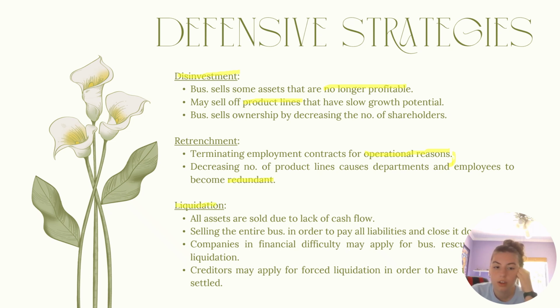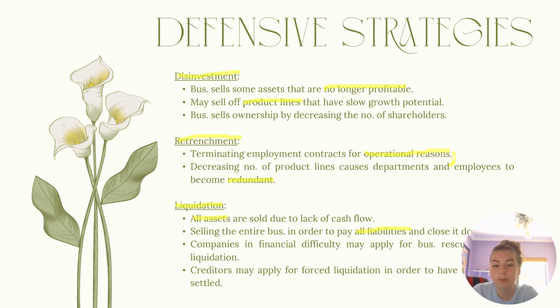And then liquidation. Liquidation is like disinvestment, but it goes all the way. So instead of the business selling some assets, it's selling all assets. And this is due to lack of cash flow, so lack of money, disposable income. And then they would sell the entire business in order to pay off all liabilities, so loans and stuff, and then close it down.